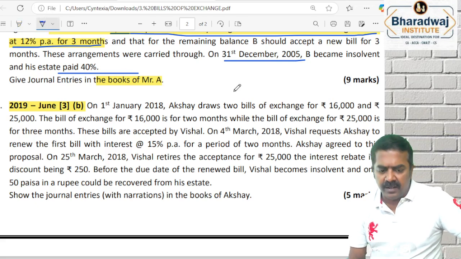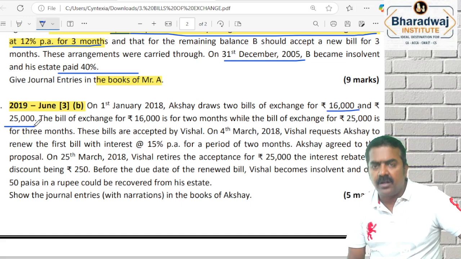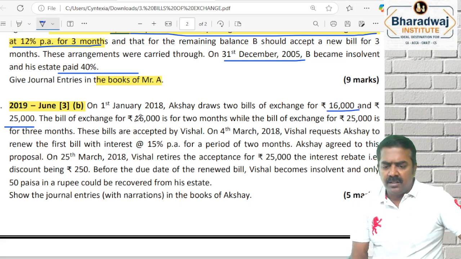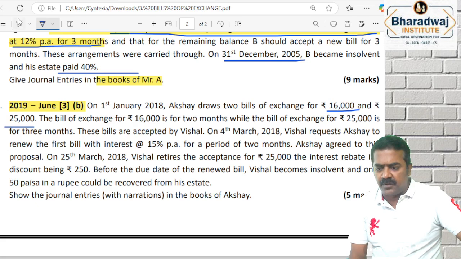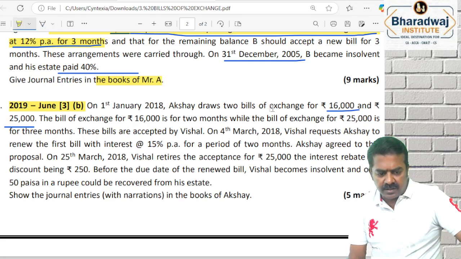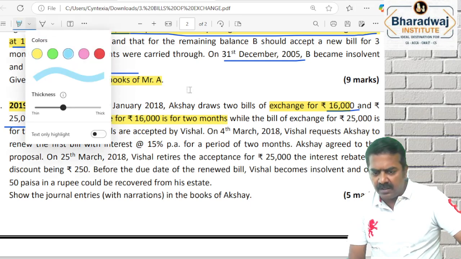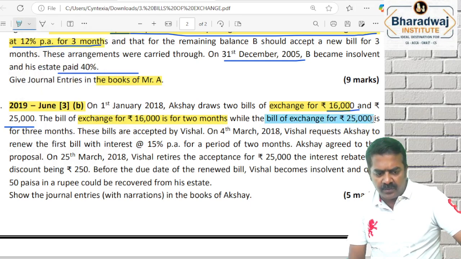I'll read and explain. Two bills of exchange. One for 16,000. Another one is for what? 25,000 is given. The bill of exchange of 16,000 is for how many months? 2 months. Okay. And the second bill of exchange, the 25,000, is for how many months? 3 months. These bills are accepted.